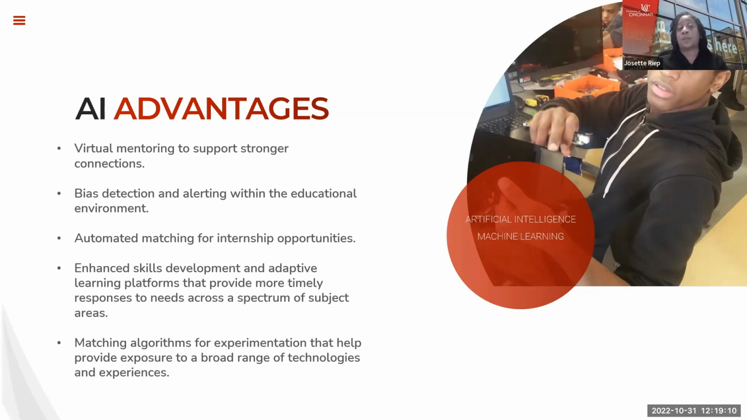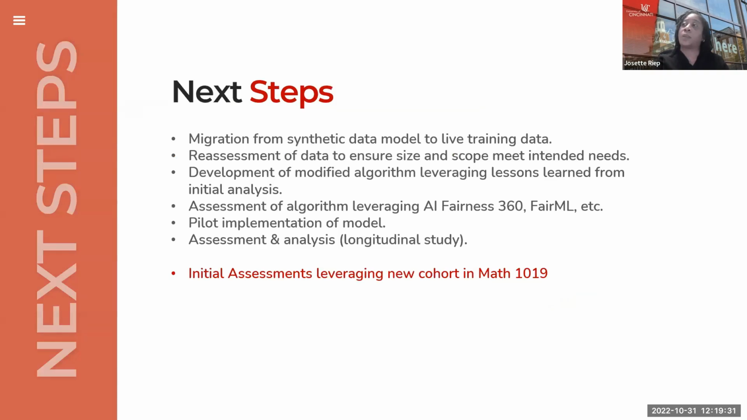So perhaps the university is using models. How can we determine whether those models are really beneficial to the student, and how can we identify potential issues upfront? Automated matching for internships and other opportunities, enhanced skill development. All of these are things that we look forward to pursuing.